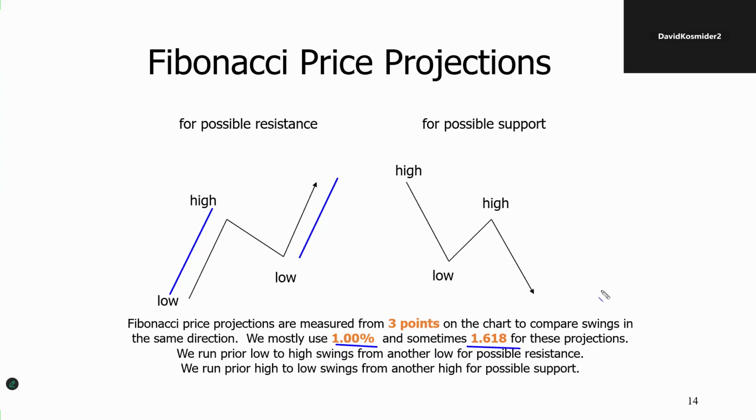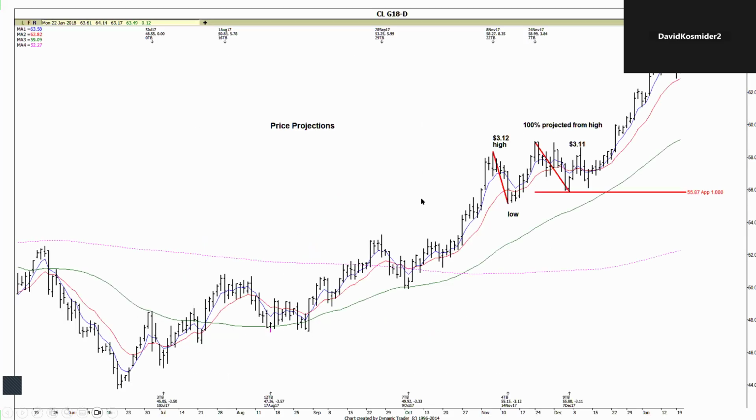Some other people will use 1382 or 1272, but this seems to be enough as far as when I'm looking for setups. So low to high from the low for resistance, high to low from another high for possible support. Let's go through a couple of examples of this on a chart. This is an old chart in crude oil, and here you're looking at a general pattern of higher highs and higher lows, right?